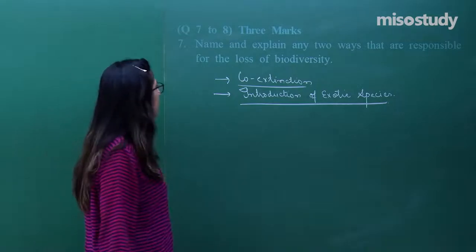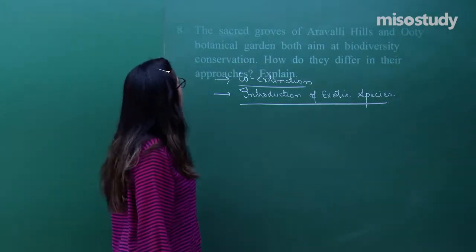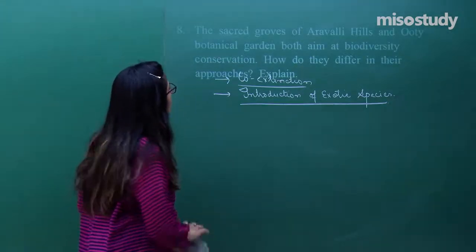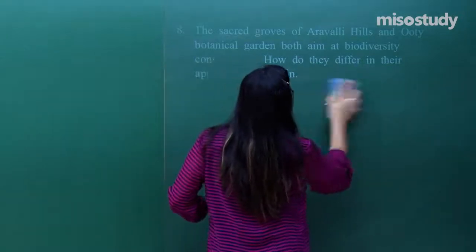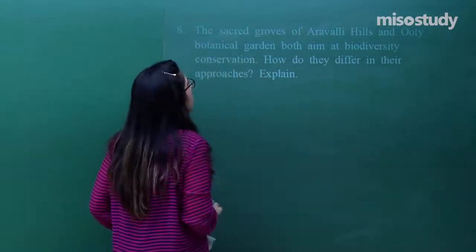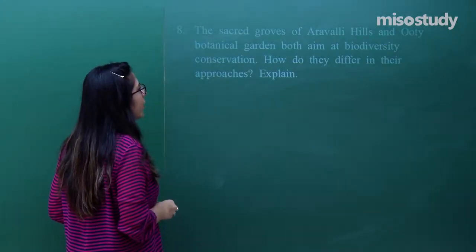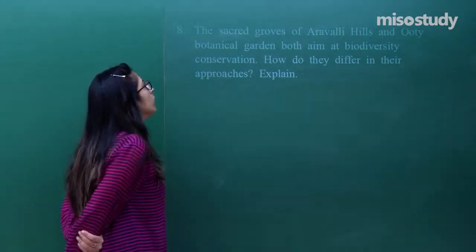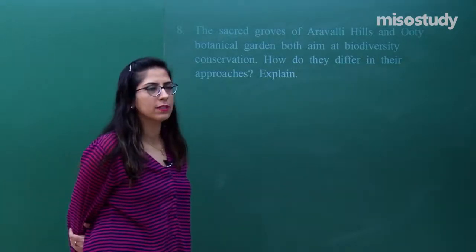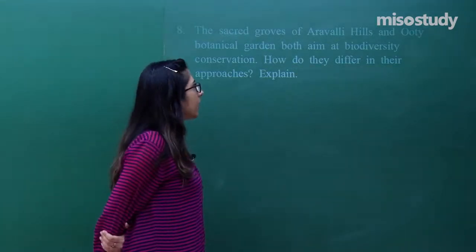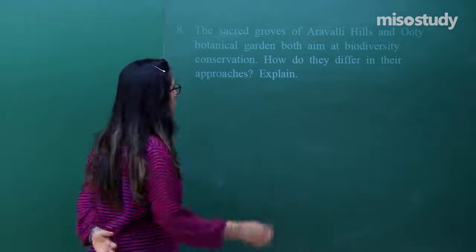So the next question is question number 8, which is also a 3 marks question. The sacred groves of Aravali Hills and the Ooty Botanical Gardens both aim at biodiversity conservation. How do they differ in their approaches? Sacred groves in Aravali, let's write about it.